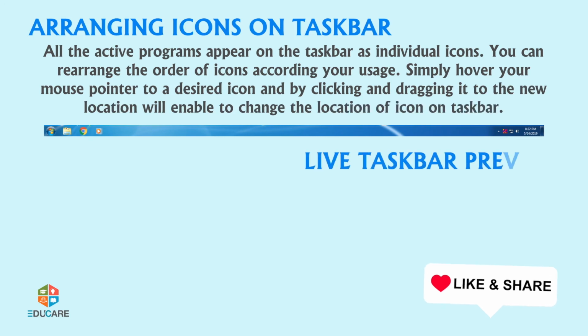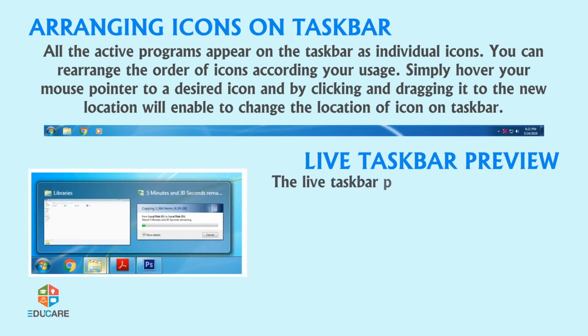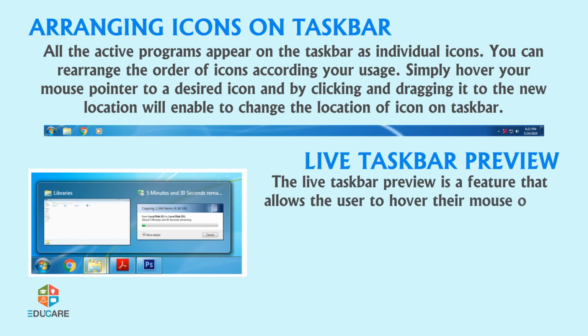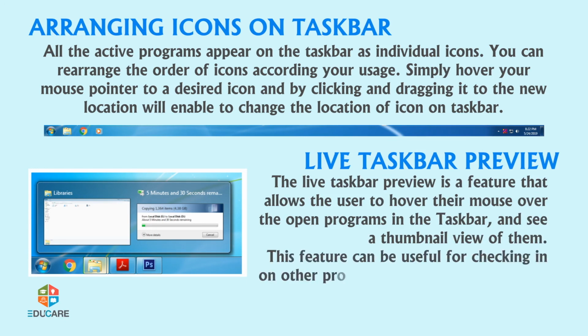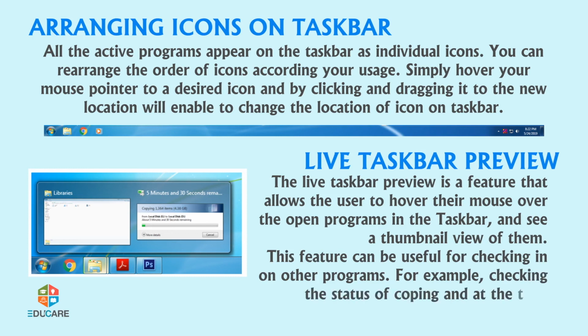Live Taskbar Preview. The Live Taskbar Preview is a feature that allows the user to hover their mouse over the open programs in the taskbar and see a thumbnail view of them. This feature can be useful for checking in on other programs, for example, copying and the time remaining.